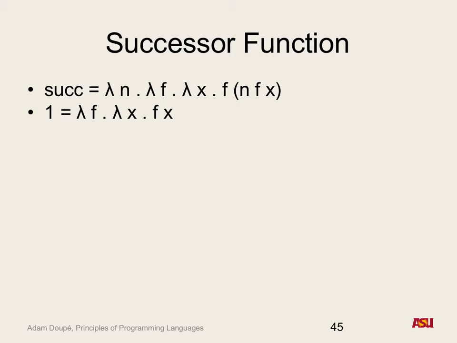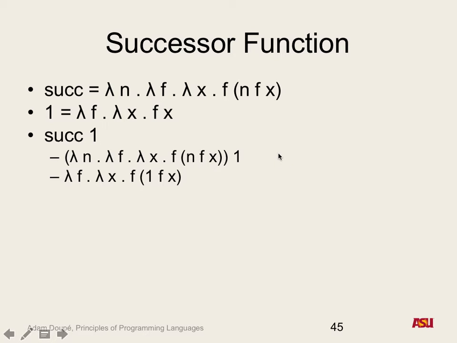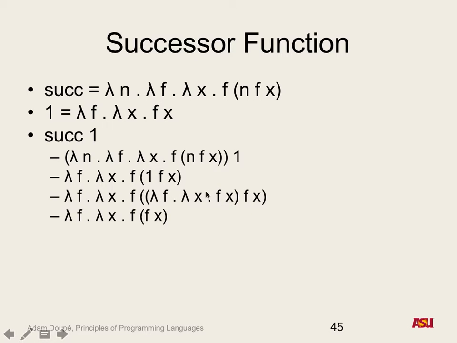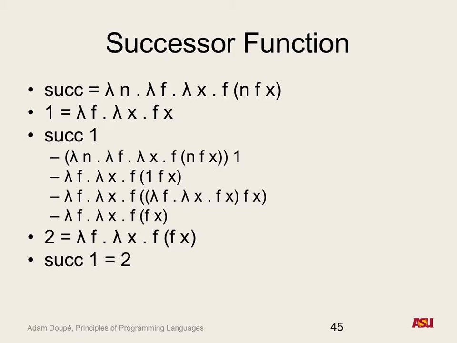And we can keep doing this. We can do this with 1. We can do successor of 1. We have the same thing. We substitute in for this n with 1. We then expand out the 1, and we say this is lambda f dot lambda x dot f of x. So applying that to f x, we'll return f x, and so the result here will be lambda f dot lambda x dot f of f of x, which is 2. So the successor of 1 is 2, and so this function defines, give me any number, I'll give you that number plus 1.